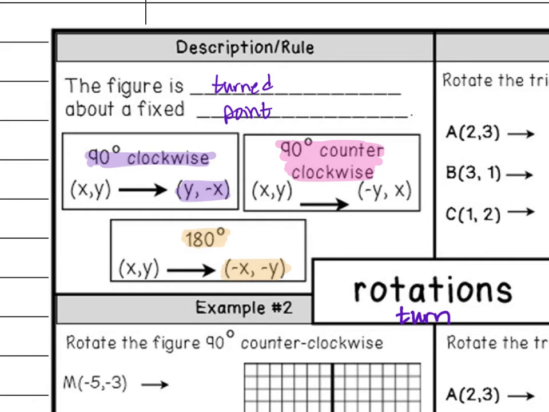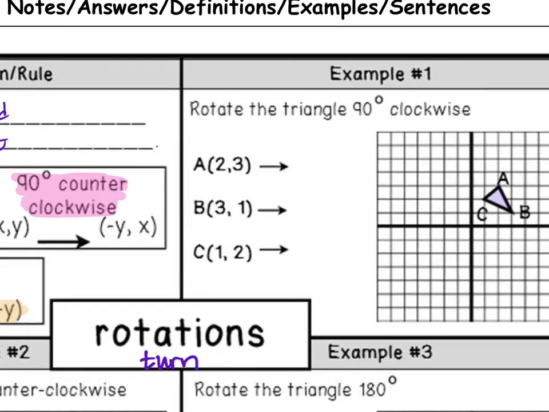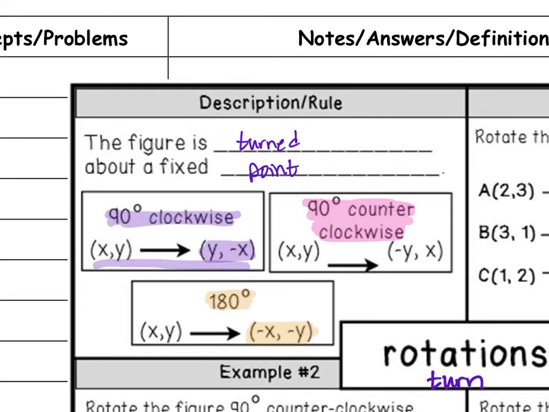So we're going to keep these rules in mind, and then we'll talk about why in a minute. So let's look at the first one. It's 90 degrees clockwise. And so we're going to use this rule right here. And I'm going to rewrite it over here.